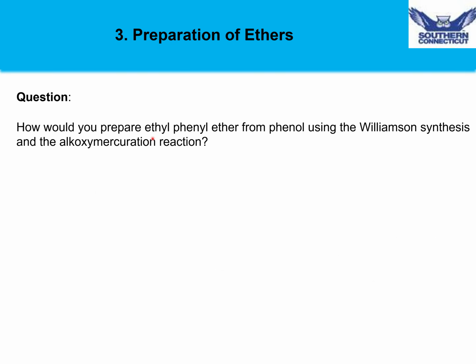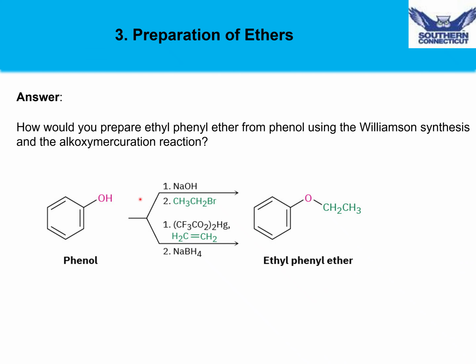This question asks us to prepare an ethyl phenyl ether with phenol using the Williamson ether synthesis as well as the alkoxymercuration reaction. To make ethyl phenyl ether from phenol, we could use the Williamson ether synthesis by adding base, so sodium hydroxide or sodium hydride will do the same thing. The base will deprotonate the hydrogen on the phenol, making it more nucleophilic. And then if we add an ethyl group with a halogen as a leaving group, we can get the ethyl phenyl ether product that we're looking for.